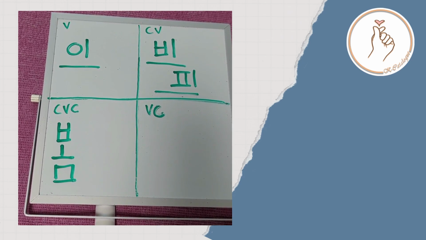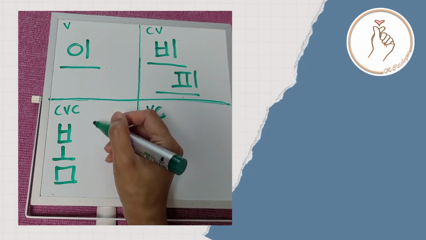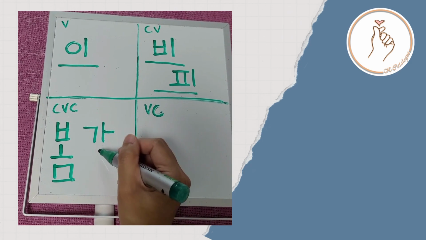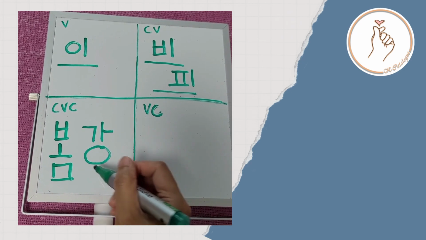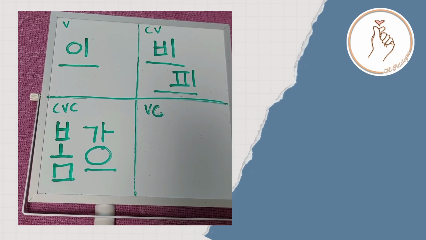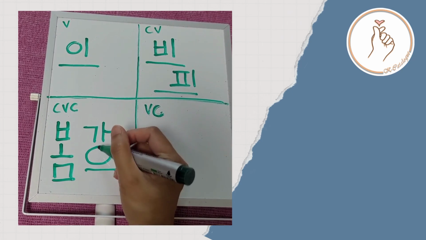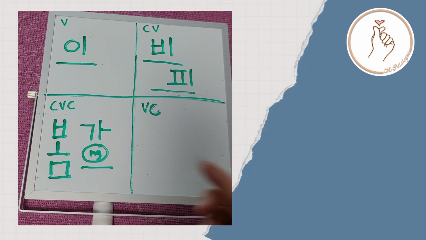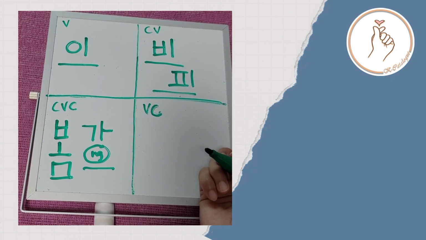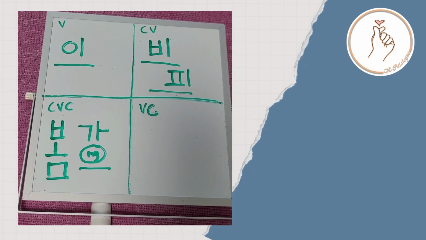Another example word is gang. Consonant giyok, vowel a, consonant iyung. So dito, si iyung, nasa lower position siya. So, instead of no sound, ang sound niya is ng. So, g, a, ng, gang. Ang ibig sabihin niyan is ilog or river.